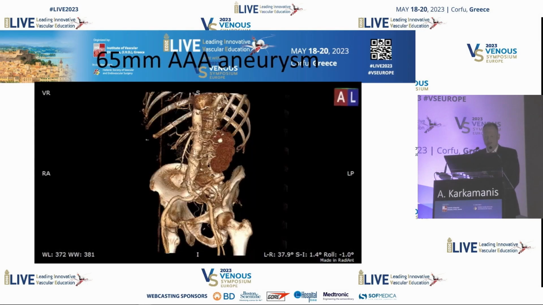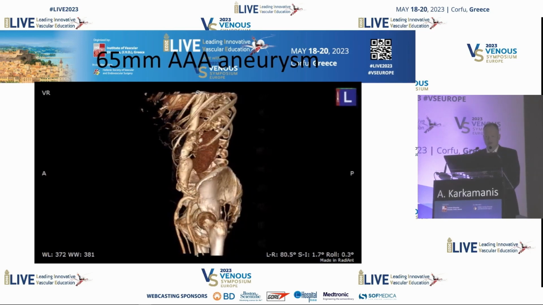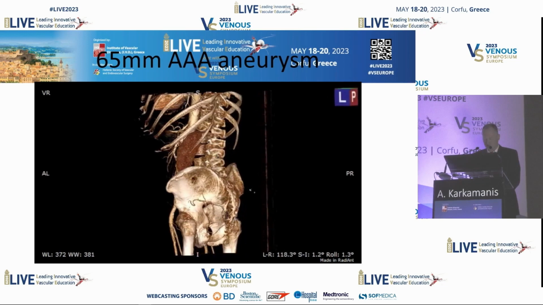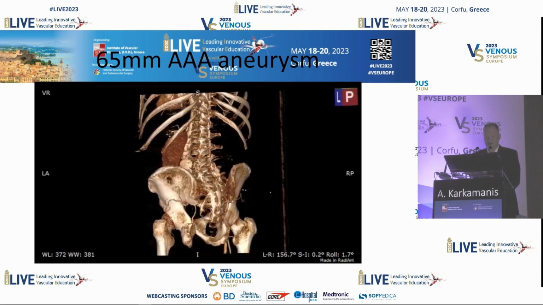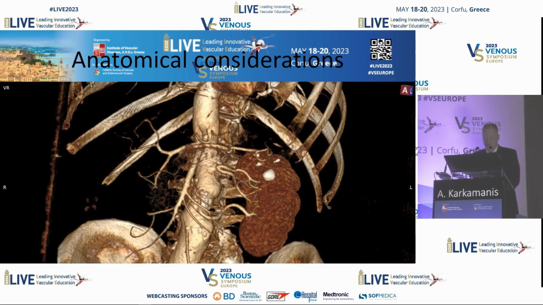Here you can see a 3D model. You can notice that there is an early branching of the cranial renal artery. Better picture for that. There was also a short right common iliac artery and an aneurysmatic left common iliac artery. So this is also one more picture for the problematic renal artery in the caudal direction.